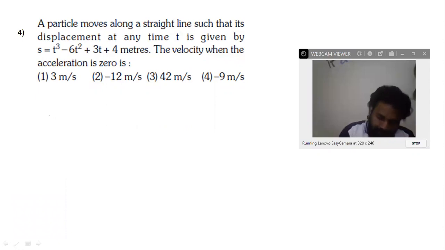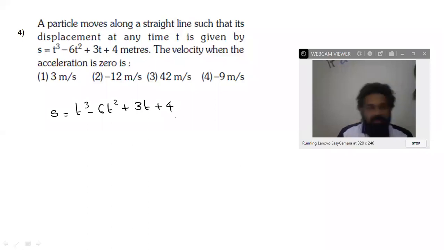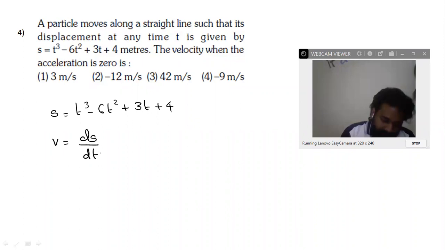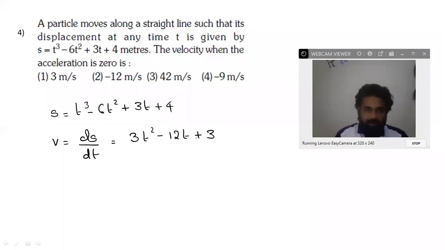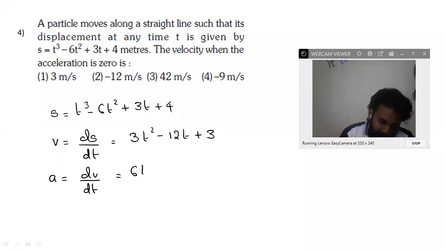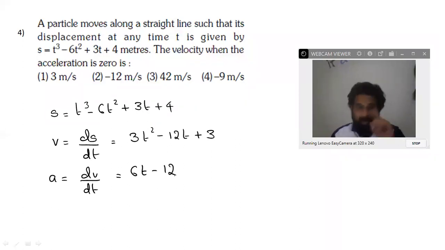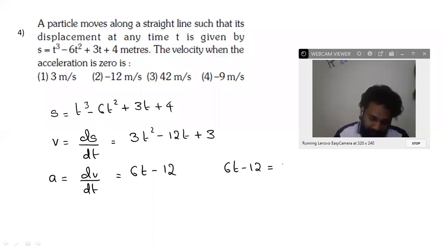So displacement is given, s is equal to t cube minus 6t square plus 3t plus 4. Now we need to find velocity. The velocity equation will be the differentiation of displacement, ds by dt. So this is 3t square minus 12t plus 3. This is the equation of velocity. Let it be there. Now we will find acceleration also. That is dv by dt, which is equal to 6t minus 12. Now we will equate this acceleration to 0. 6t minus 12 is equal to 0.